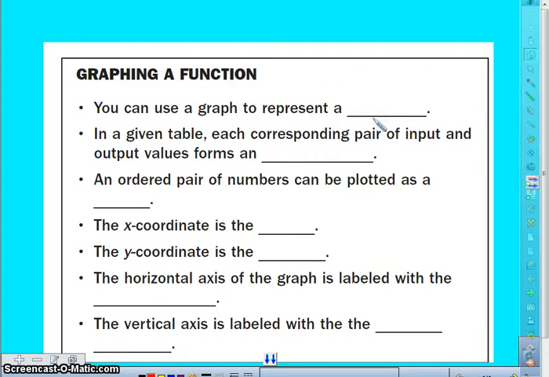Today's lesson is graphing functions. This is a notes page, and I'll have it up so that you can print it out if you want to as well. Okay, so let's jump right in. You can use a graph to represent a function.